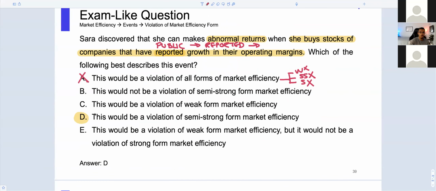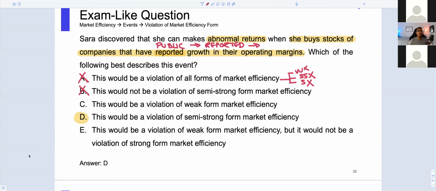So A is wrong. Now, saying that this would not be a violation of the semi-strong form is also wrong, as we saw on our graph. If you are in a semi-strong form of market efficiency, you are not allowed to use public information to yield abnormal returns, and in this case, she did. So it's impossible that this is not a violation of the semi-strong form. Now, if we look at C, this would be a violation of the weak form of market efficiency. But we said that that's not true.